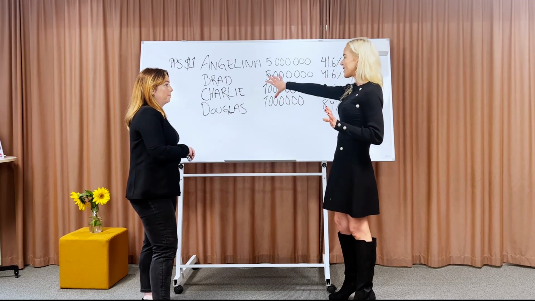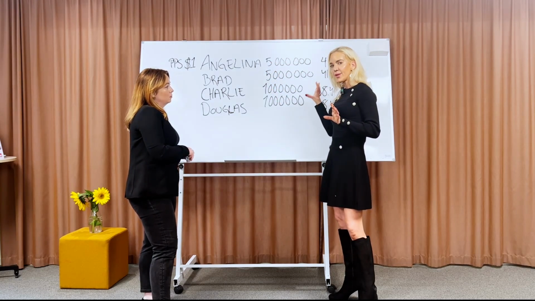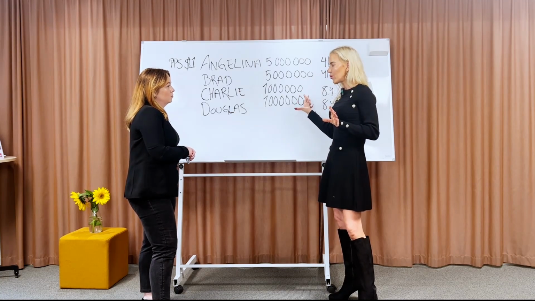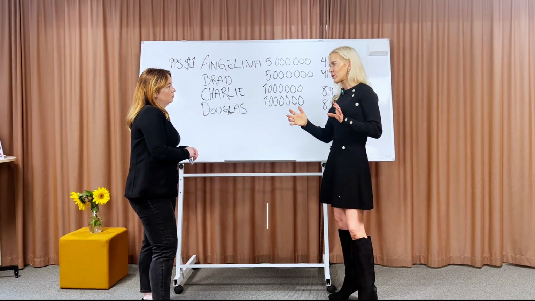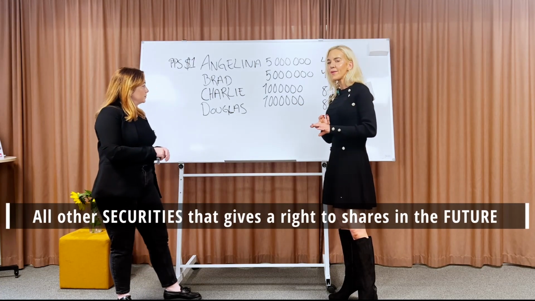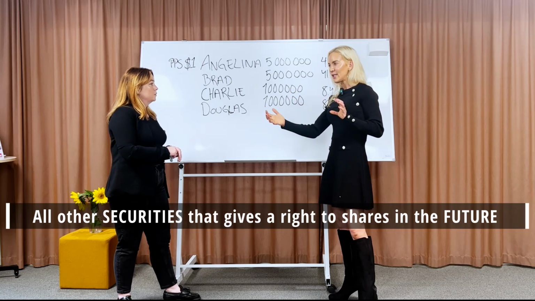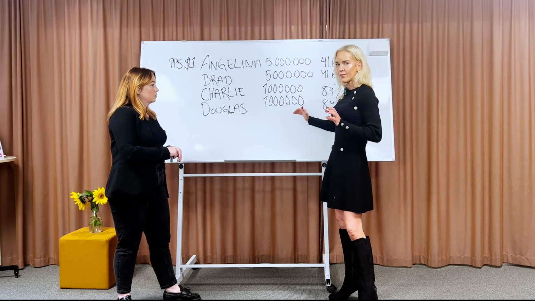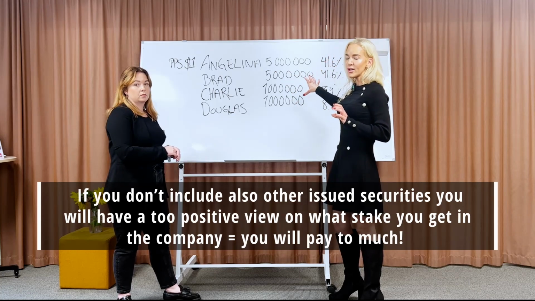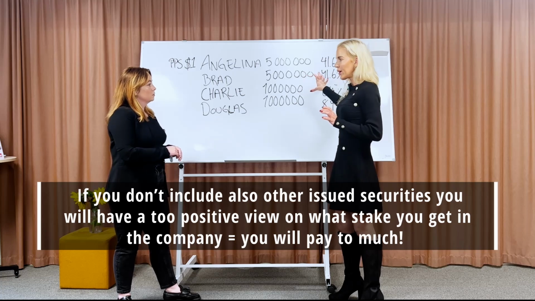Because this is the number of shares outstanding. But the shareholders and the future investors will also want to know if you have other securities such as employee stock options, convertibles, that will in the future be given right to shares in the company. Because if I look at this picture, it might give me a too positive view of what I will own and control in the future.